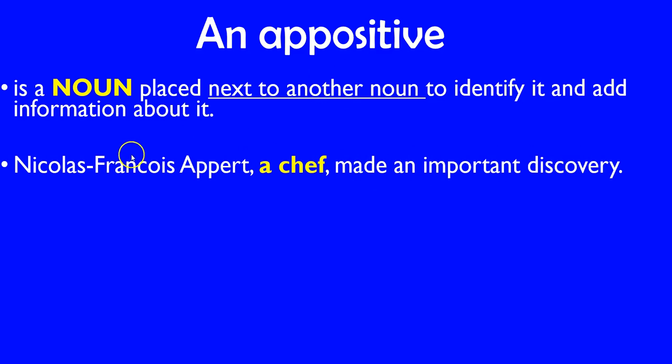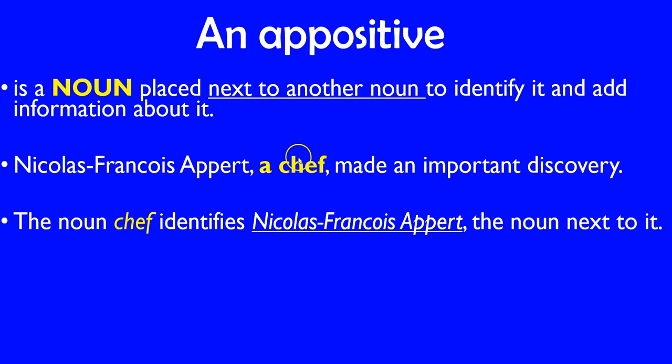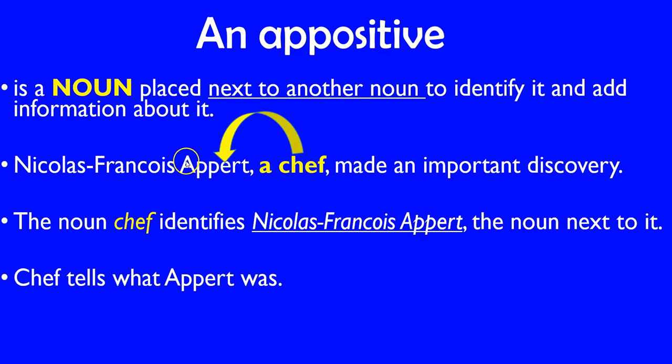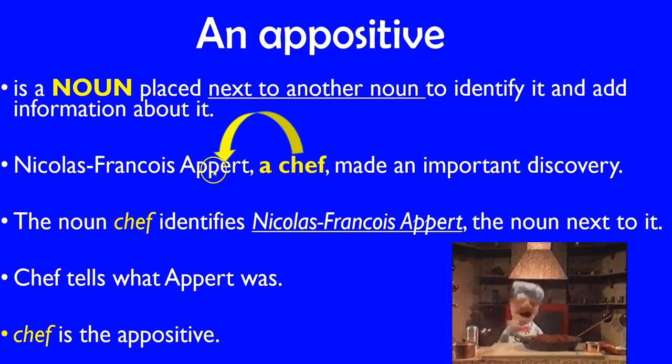So in this sentence, Nicolas Francois Appert is your subject and made is your verb. Chef is a noun giving us additional information about the subject. Okay, it is giving us information about the noun immediately in front of it, which is Nicolas Francois Appert, and it is telling us what Appert was. He was a chef. Chef is the appositive in the sentence. So Nicolas Francois Appert is our subject. Chef is the appositive.